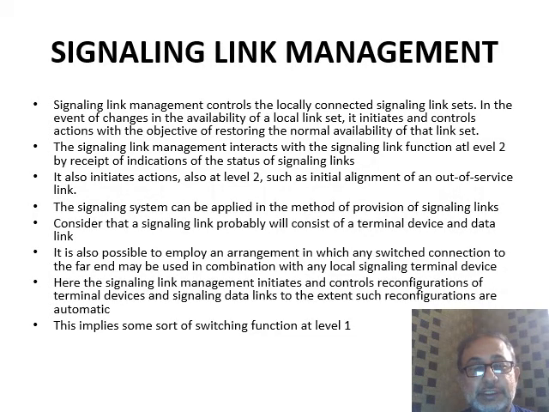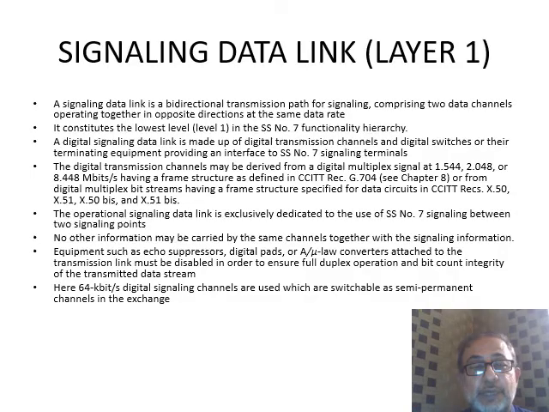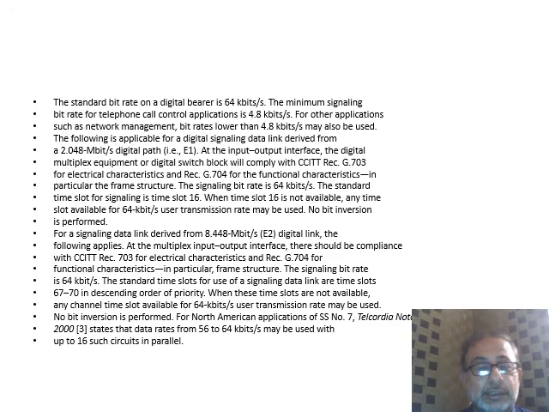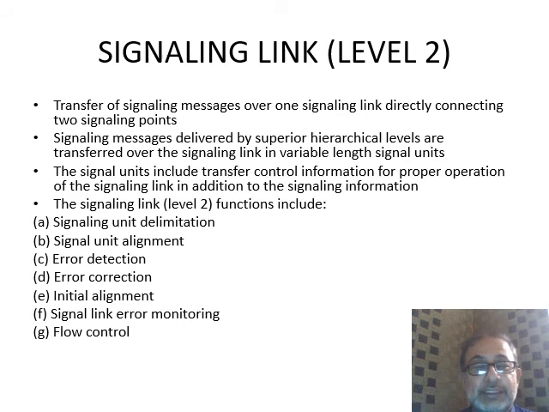Similarly, we have signaling link management, and the signaling data link, which is done at layer 1. There are some details, just go through them. After that, this is a signaling link, which is done at layer 2. What are the responsibilities of layer 2? Signaling unit delimitation, signaling unit alignment, error detection, error correction, initial alignment, signaling link error monitoring and control.